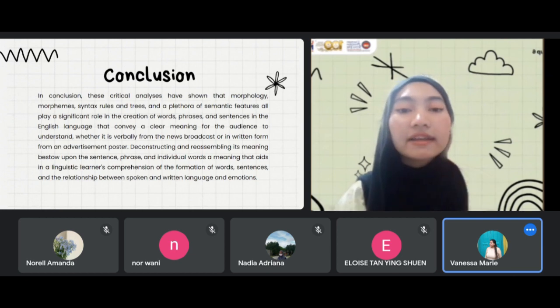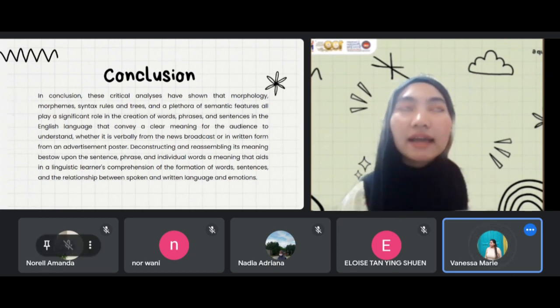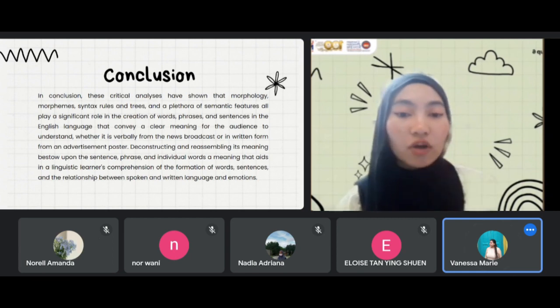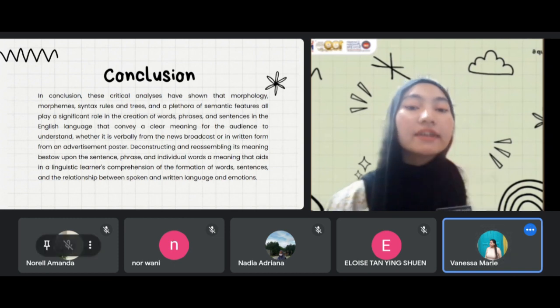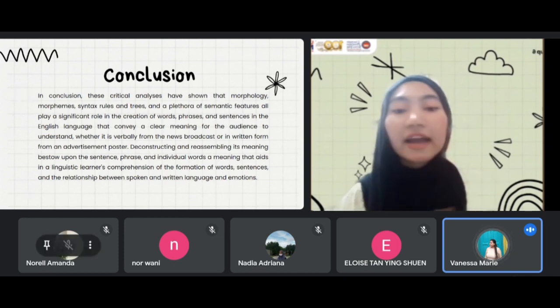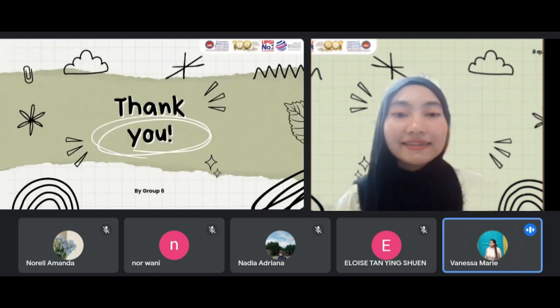Deconstructing and reassembling the meaning of sentences, phrases, and individual words aids linguistic learners' comprehension of word formation, sentences, and the relationship between spoken and written language and emotion. Okay, that's all from us, and thank you.